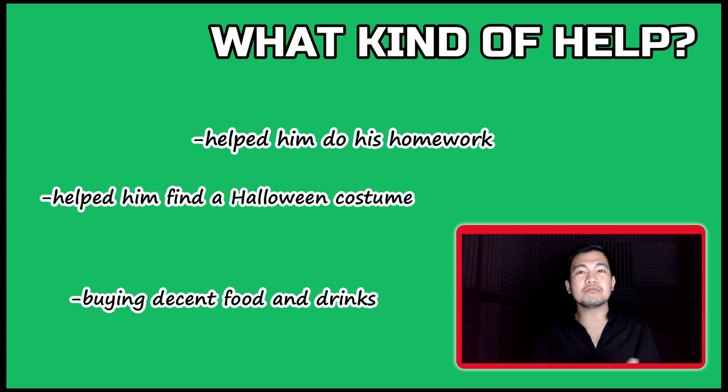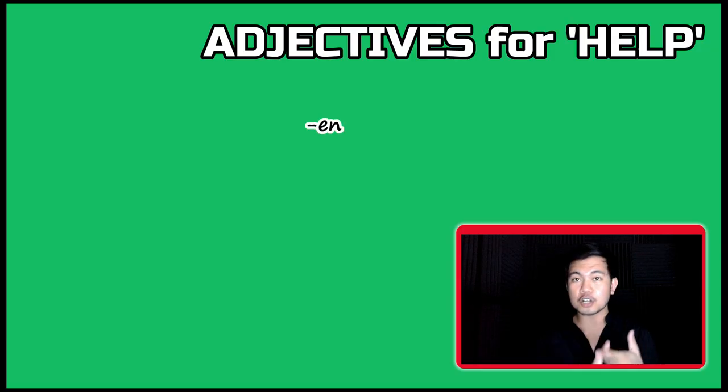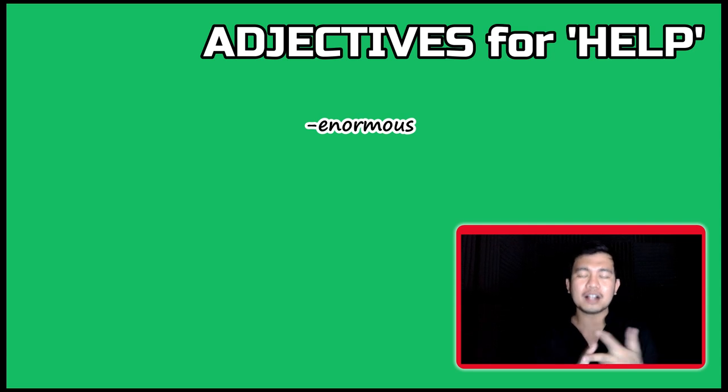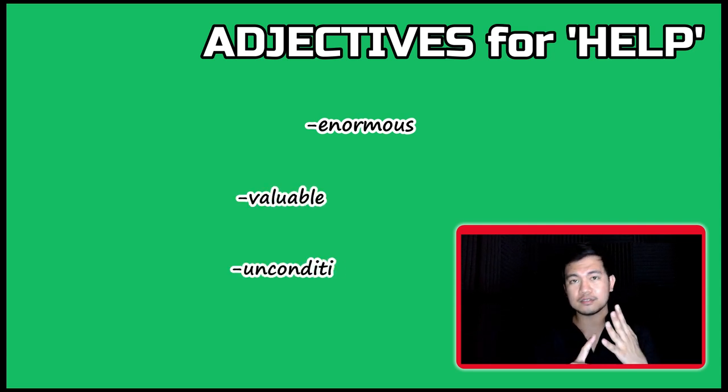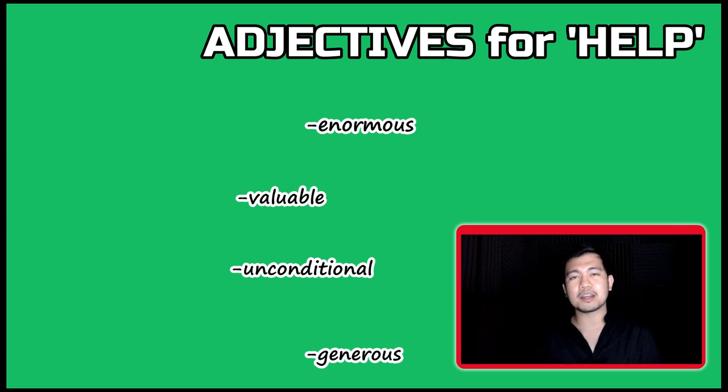Then you can develop your story by adding relevant information, such as the reason why you really helped that child. Then you can add information about how you felt after helping him and what realizations you had after helping that child. Anyway, some adjectives that you can use when talking about help. We have enormous help, valuable, conditional, and generous. If you can, use some of these adjectives to describe your help.